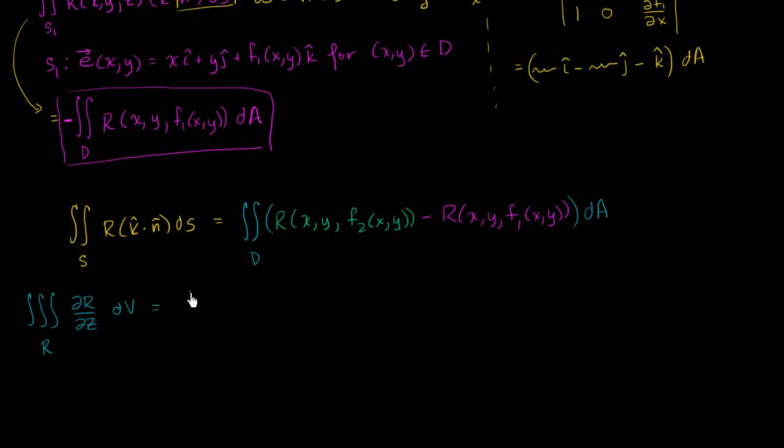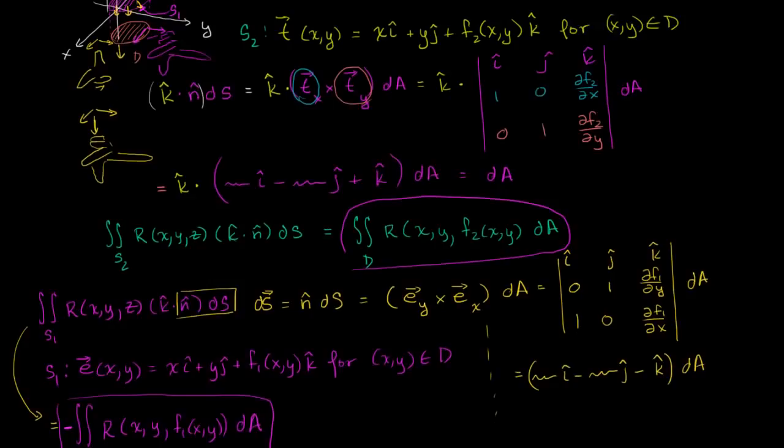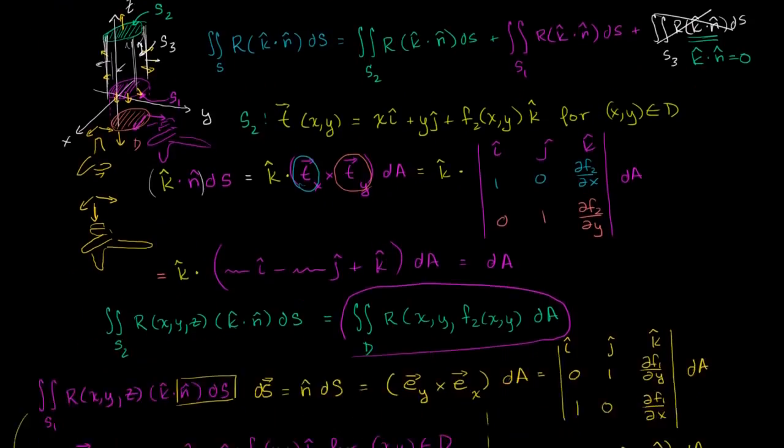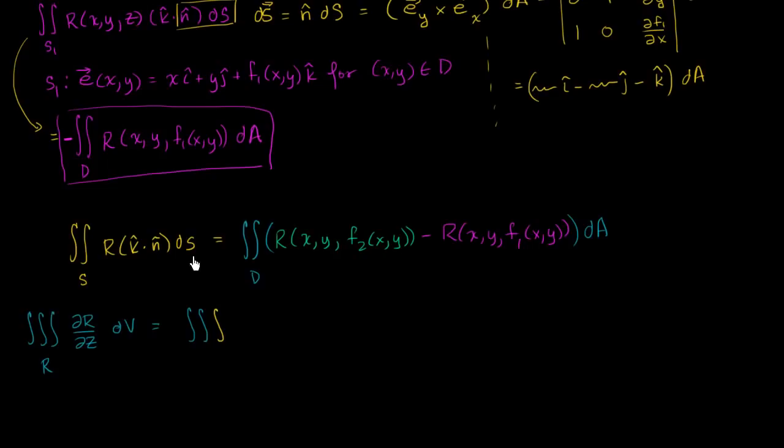And we can rewrite this as, we can assume we're going to integrate with respect to z first. So I'm going to integrate with respect to z. Let me do that in another color. I'm going to integrate with respect to z first. The lower bound on z in our type 1 region is f1. The upper bound is f2. So we're going to integrate from f1 of xy to f2 of xy.